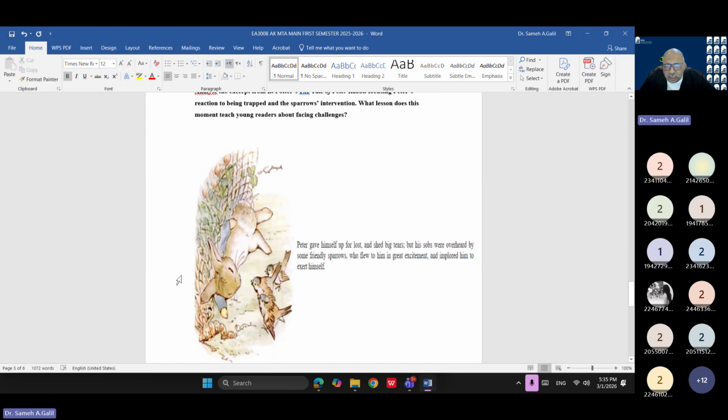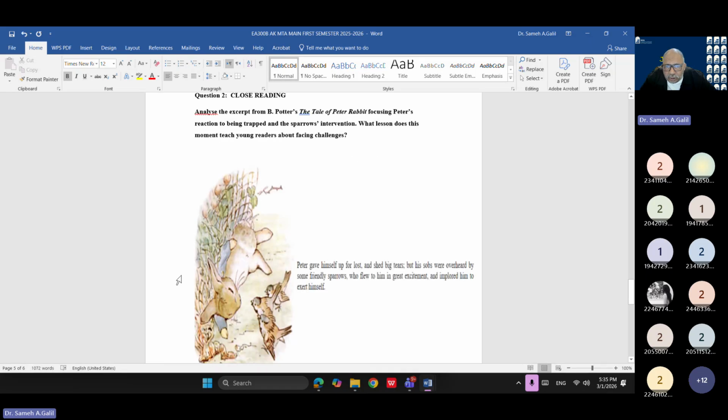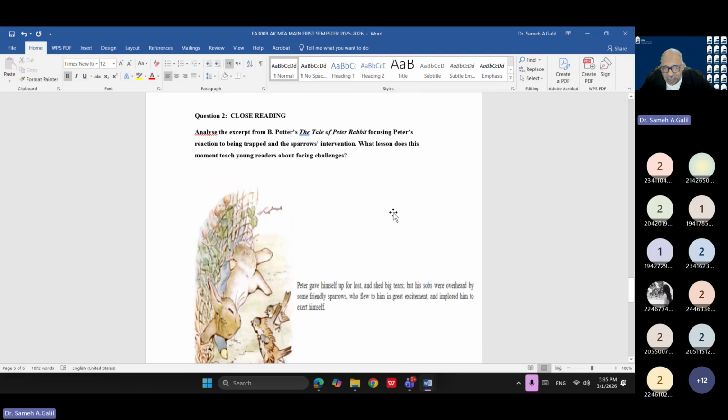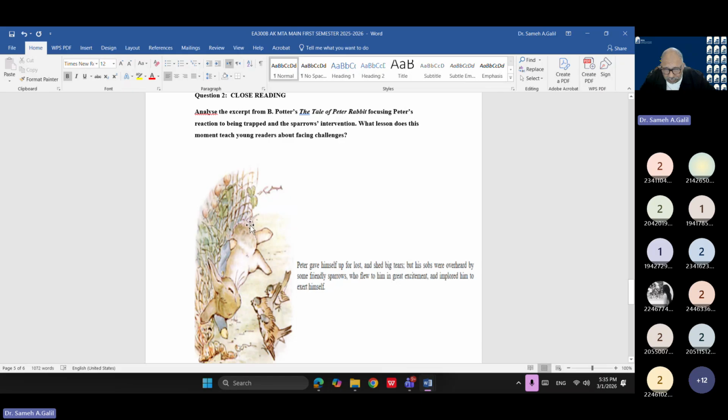Yeah, this is another example of close reading where it's a picture. It's obviously the tale of Peter Rabbit again. So what does it say? Analyze the excerpt, I mean, analyze the picture, in other words, from Potter's The Tale of Peter Rabbit, focusing on Peter's reaction to being trapped and the sparrow's intervention. What lesson does this moment teach young readers about facing challenges?